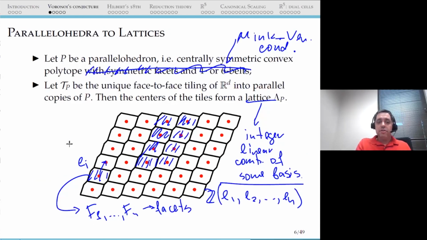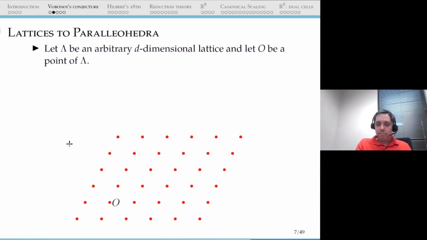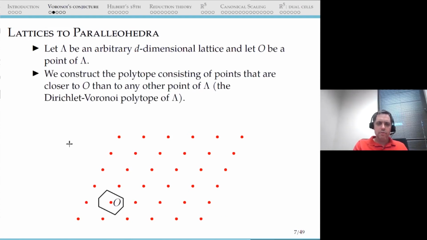Okay, so this construction says that we can start from parallelohedra and construct associated lattices. We can also go the other way around. If we start from a lattice, a set of all integer combinations of some basis, then we can construct the Voronoi polytope, or the Voronoi region. We take one point O of that lattice and construct the polytope that consists of all points closer to that point than to any other point of the lattice. We construct all perpendicular bisectors and take the intersection. It's relatively easy to see that the points that are far will not contribute at all.